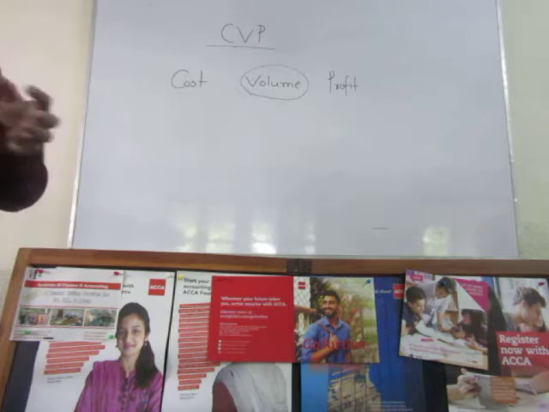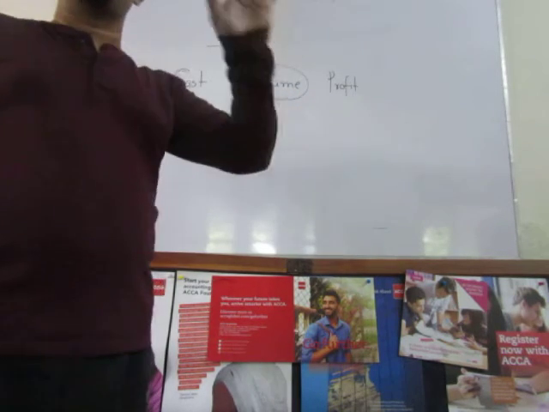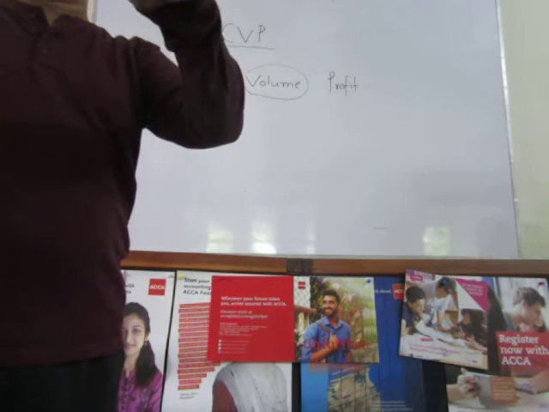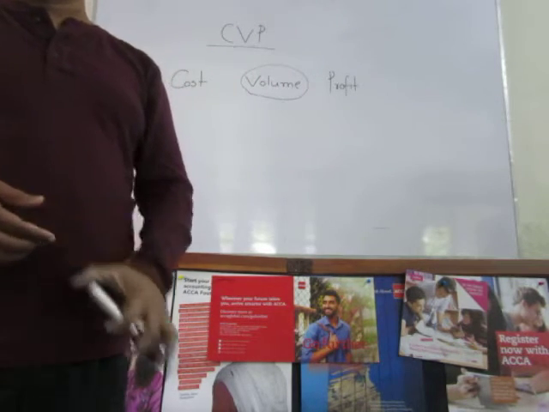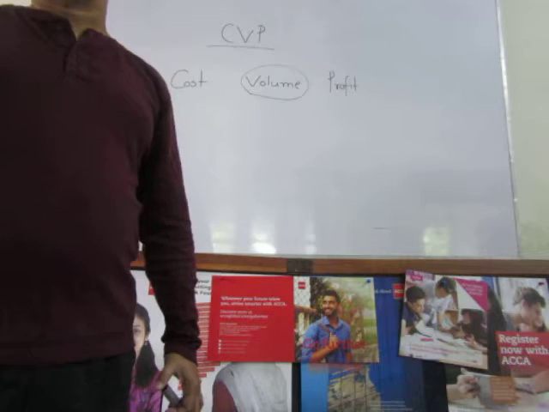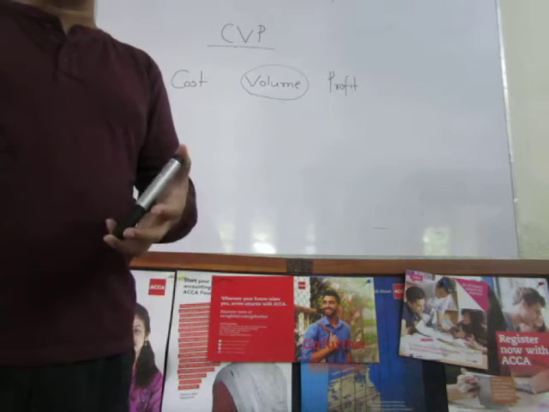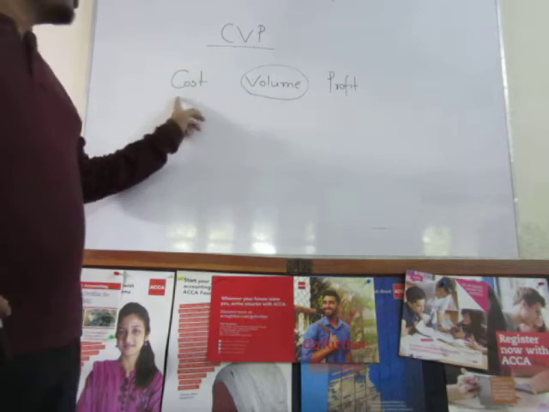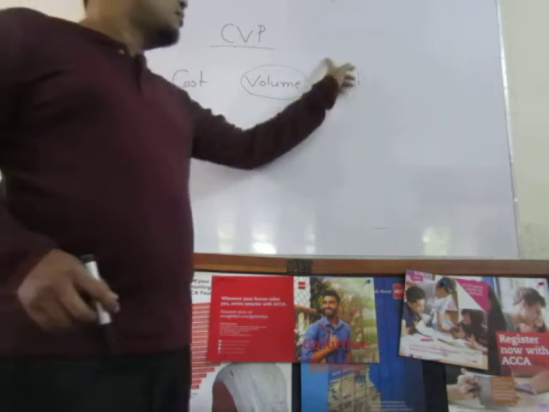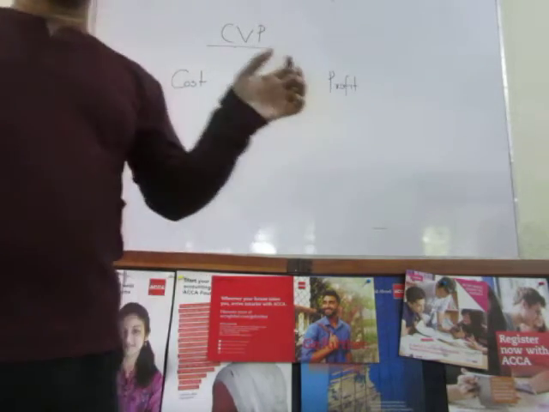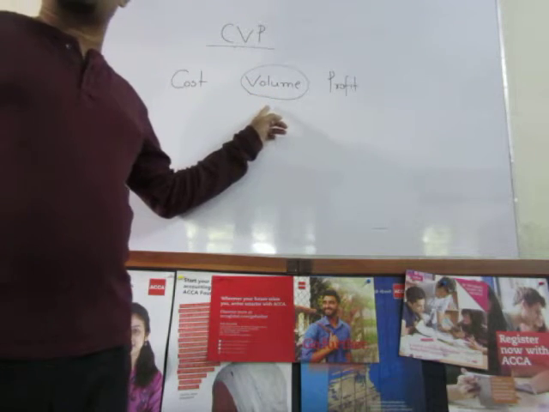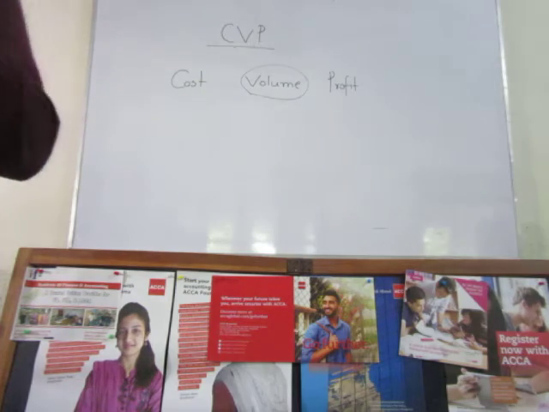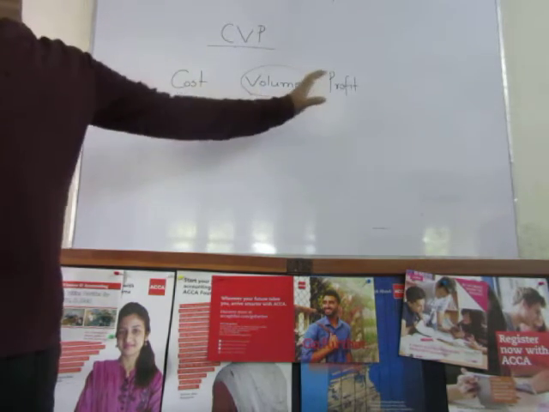If you can manage to sell more, this is the normal scenario, you can expect more profit. If you sell less, it may be possible that less profit will be generated. So in every case, these two components, cost and profit, are closely related with the volume of production and sale, right? So in this chapter, we try to find out this relationship.